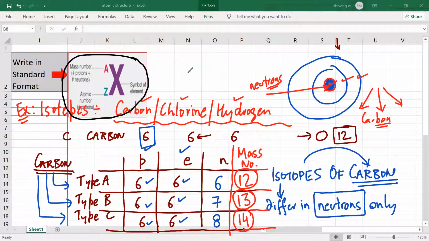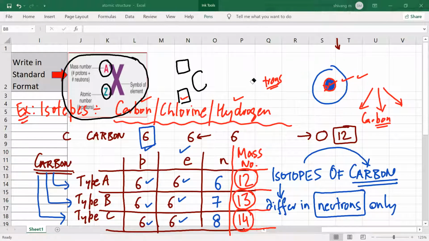So this is the standard format. Again, this is how the standard format is written. The symbol is written, this would be the mass number, and this would be the atomic number. How I have remembered this is that the bigger number would come here and the smaller number would come here. Are we clear about this? Yes, sir. So let us try to understand, and if you get confused, please stop me.